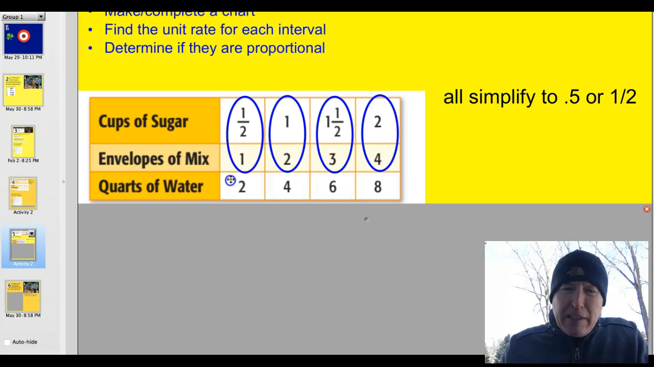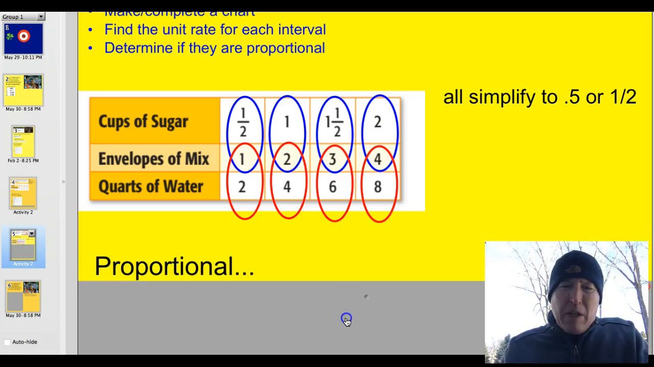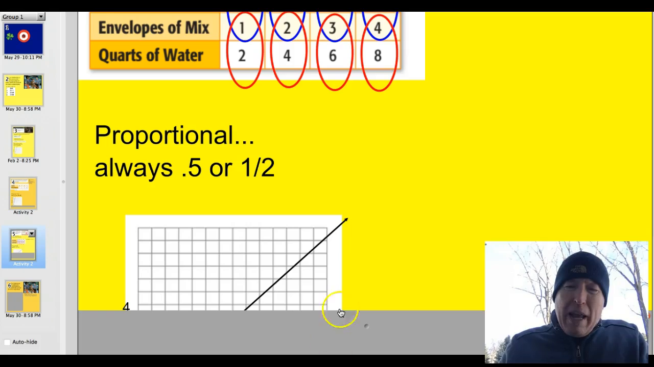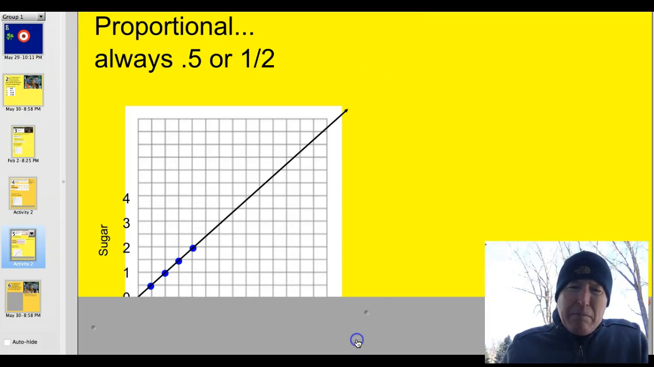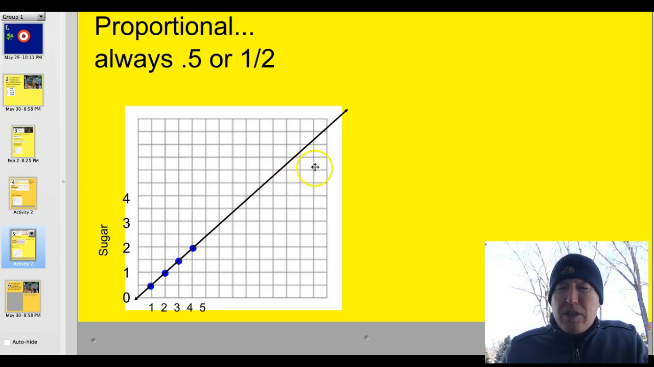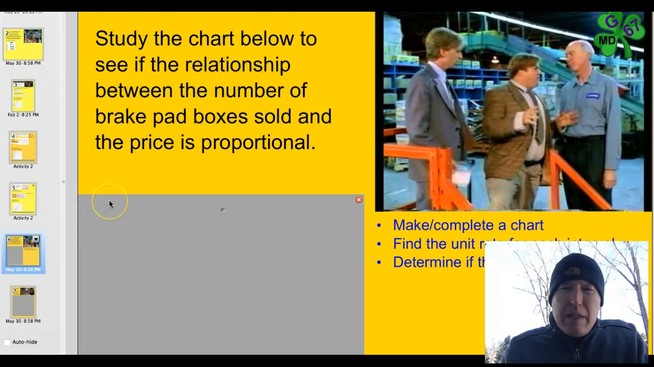As a matter of fact, you can even look down below and see that if you looked at the envelopes of mix to the quarts of water, you still have that same relationship, that same ratio. So these are proportional. It's always 0.5 or 1/2. And of course, if you graphed them, it looks something like this. It's not a great graph, but it's going to form that straight line. All the points will fall right on that straight line. That's called linear.